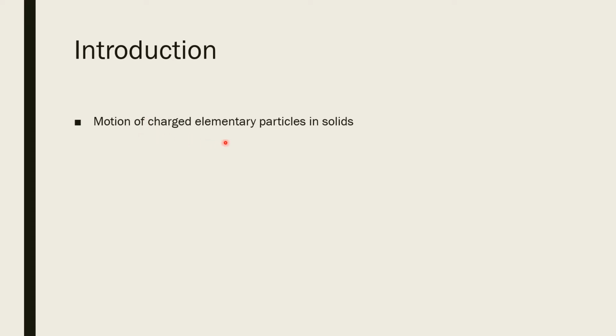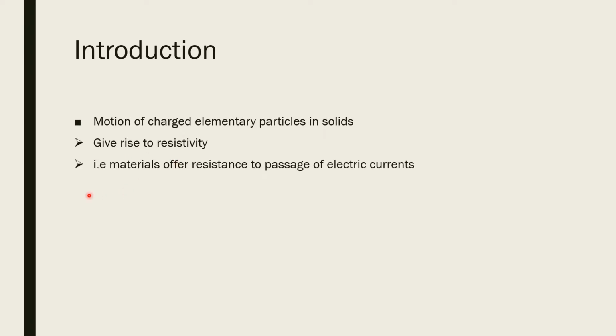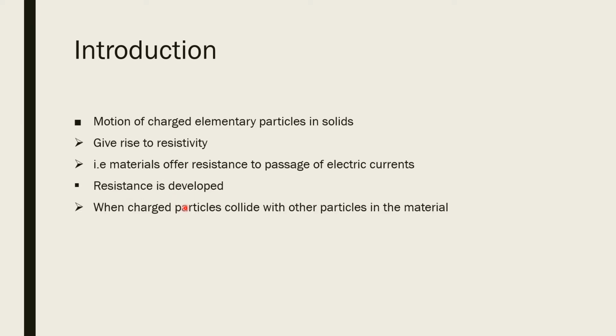Motion of charged elementary particles in solids gives rise to resistivity. That is, the materials offer resistance to passage of electric currents. Hence, resistance is developed when charged particles collide with other particles in the material. In metals, electrons collide with the individual charged ions.